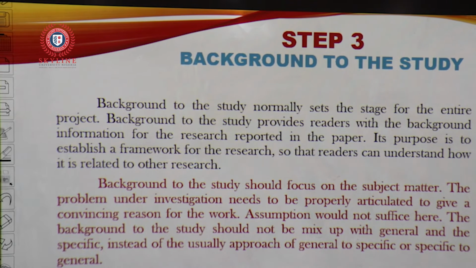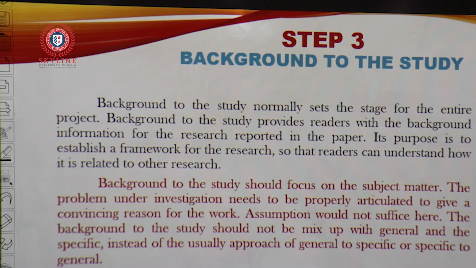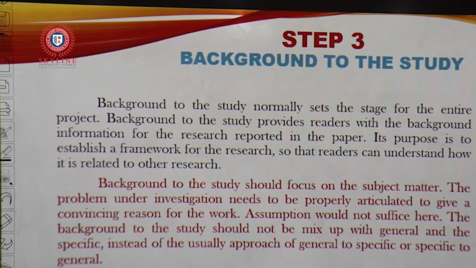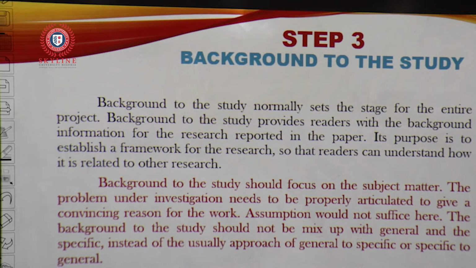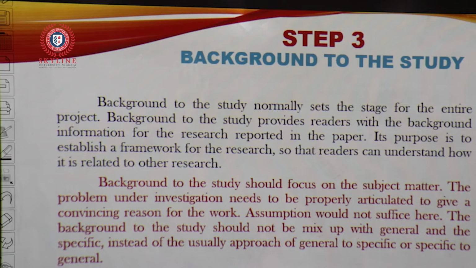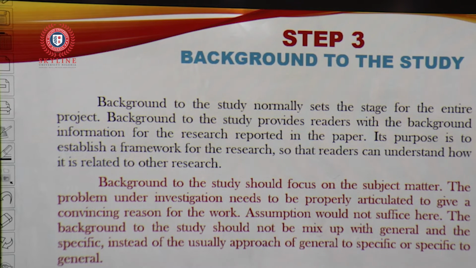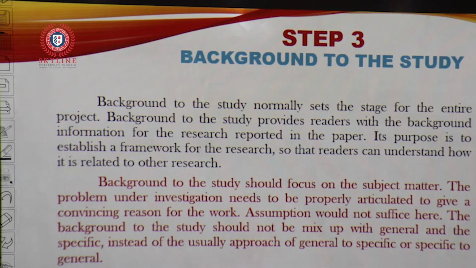When I talk of general to specific, here you can start your study by looking at a general perspective on the subject matter, or you look at the issue from a broader perspective. Then you narrow it down to the scope of your study. Or you can decide to start from specific to general, where you start from the scope of your study and then you go to a broader perspective. So these are 2 traditional ways by which a researcher should be able to establish or articulate a background to the study.